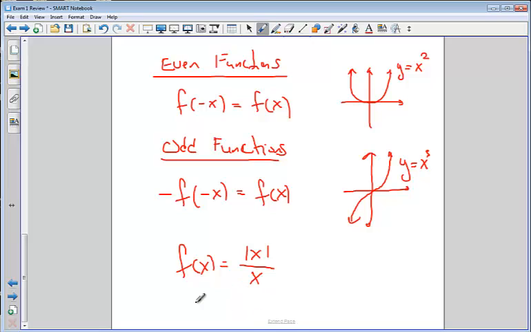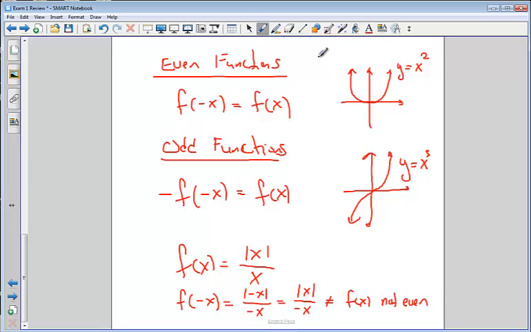And the way we do this is we test it. So you can plug in f of negative x and see what happens. So f of negative x is equal to absolute value of negative x over negative x. And that's equal to, of course, absolute value of x over negative x, since you can ignore the negative sign because absolute value makes it positive. And you see that that's not equal to the original f of x.